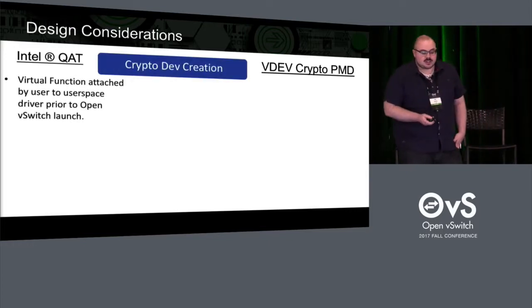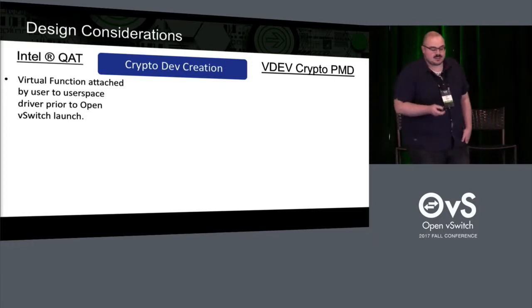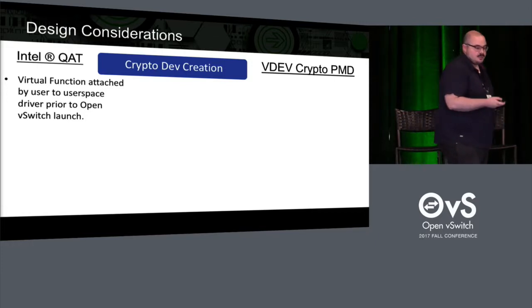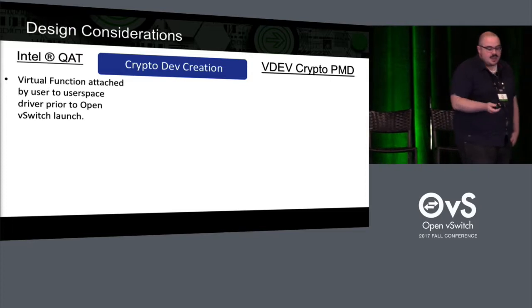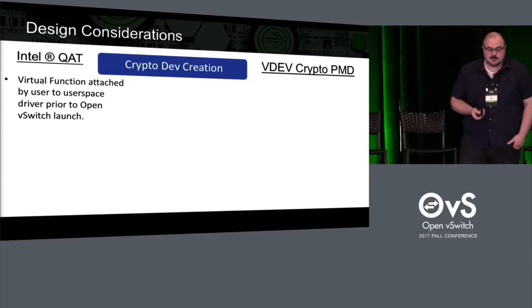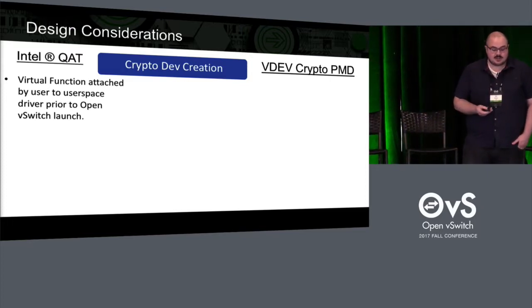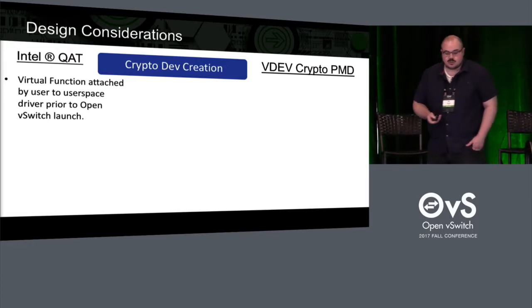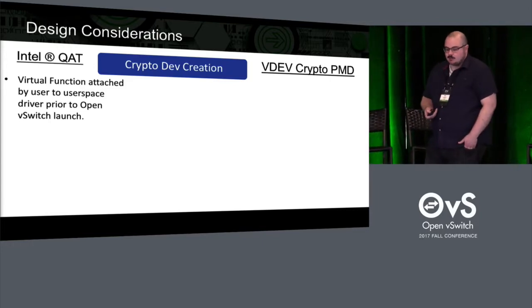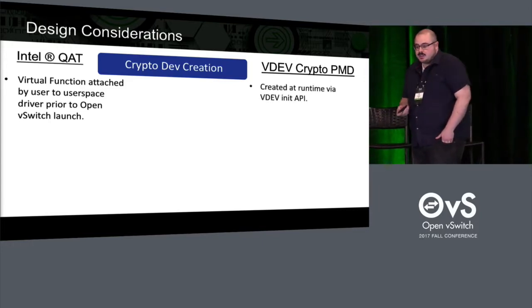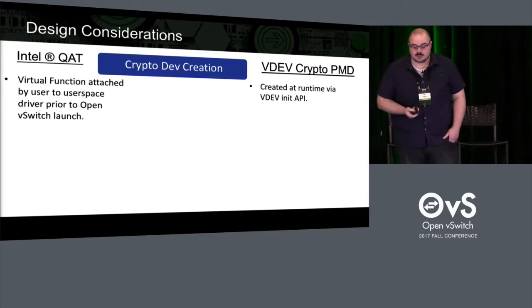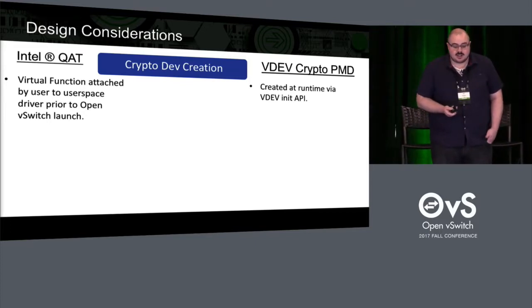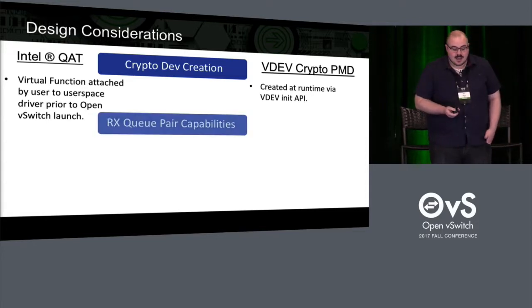In CryptoDev creation, a QAT device, when it's attached to CryptoDev, is not a physical function, even though it's a PCI card in this case we were testing with. It's actual virtual functions that are hanging off the physical function, and it's up to the user to create these prior to launching Open vSwitch. It's not done dynamically at runtime. But with the VDEV Crypto PMD, we can just create it on the fly. Essentially, we just called the VDEV initialization API for a crypto VDEV. So that's a difference between the two. It needs to be called out to end users, really.